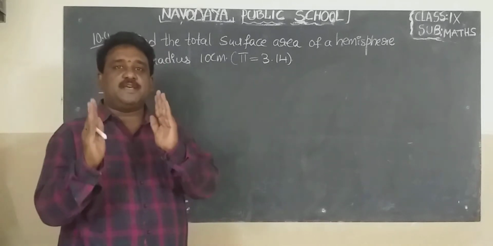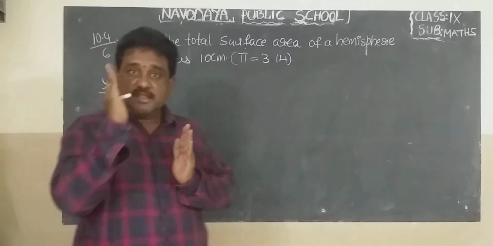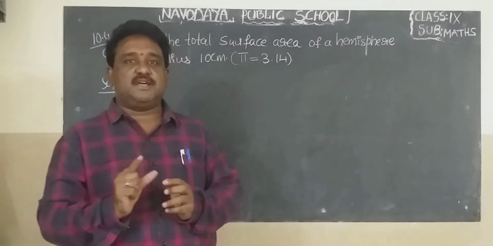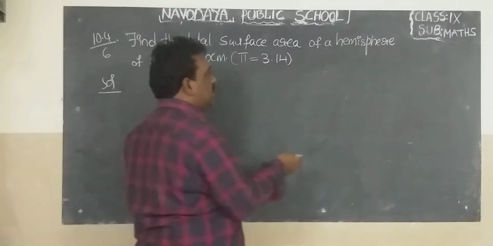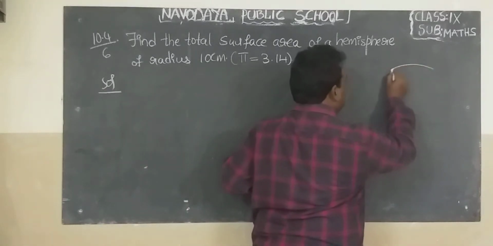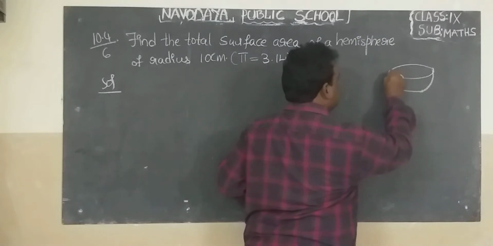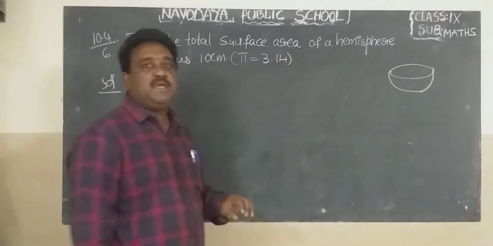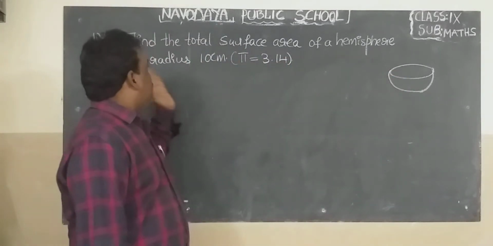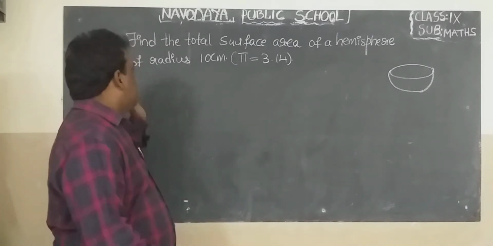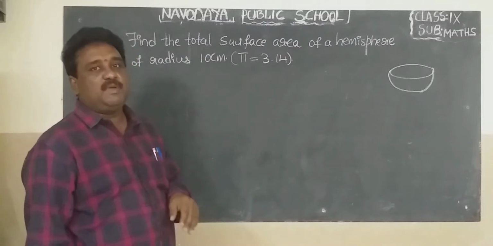So the problem is about a hemisphere. What is an example of a hemisphere? A bowl. A bowl is the best example for a hemisphere. What is the diagram of a hemisphere? This is the diagram of a hemisphere, just like a semicircle. Find the total surface area of a hemisphere of radius 10 centimeters.